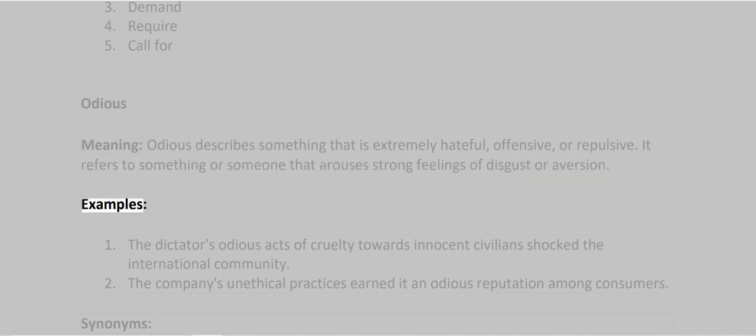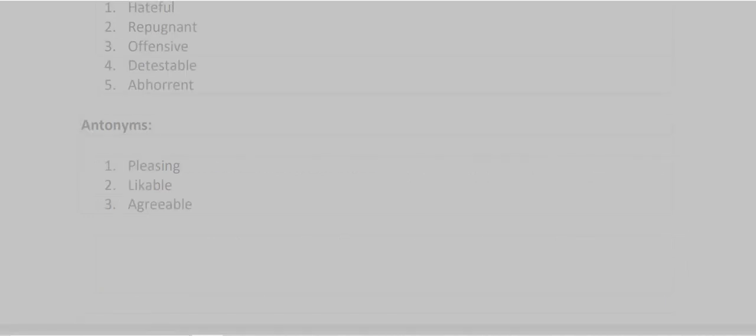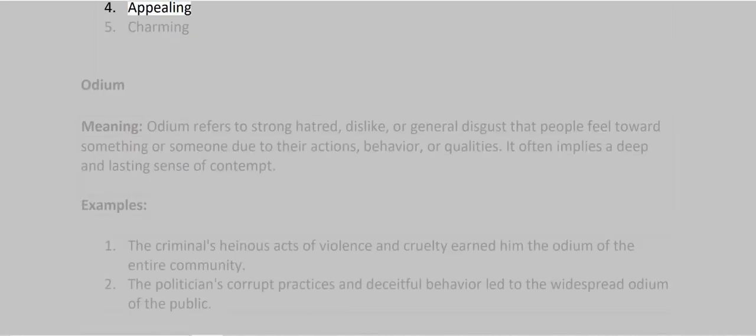Examples: 1. The dictator's odious acts of cruelty towards innocent civilians shocked the international community. 2. The company's unethical practices earned it an odious reputation among consumers. Synonyms: 1. Hateful. 2. Repugnant. 3. Offensive. 4. Detestable. 5. Abhorrent. Antonyms: 1. Pleasing. 2. Likeable. 3. Agreeable. 4. Appealing. 5. Charming.